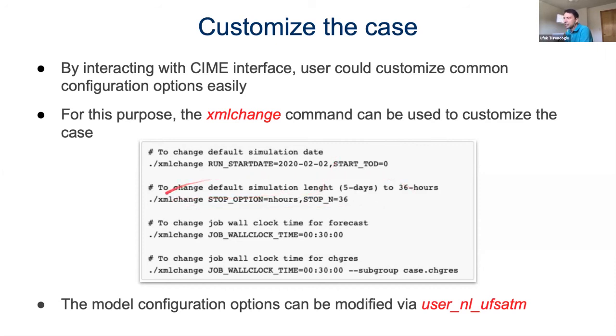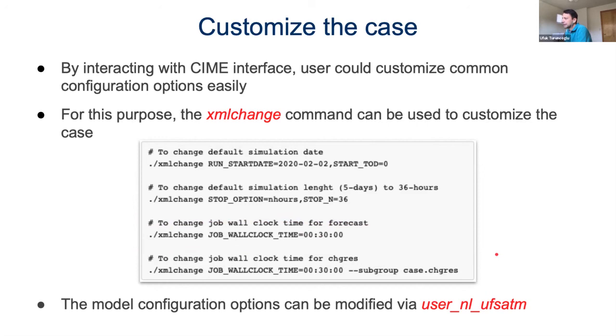And then you can change the simulation length like this. You can also modify the job wall clock time. In this case, for example, if you are doing a low resolution simulation and you don't want to wait too much in the queue system, you can try to reduce this wall clock time and then you will get some priority in the list.